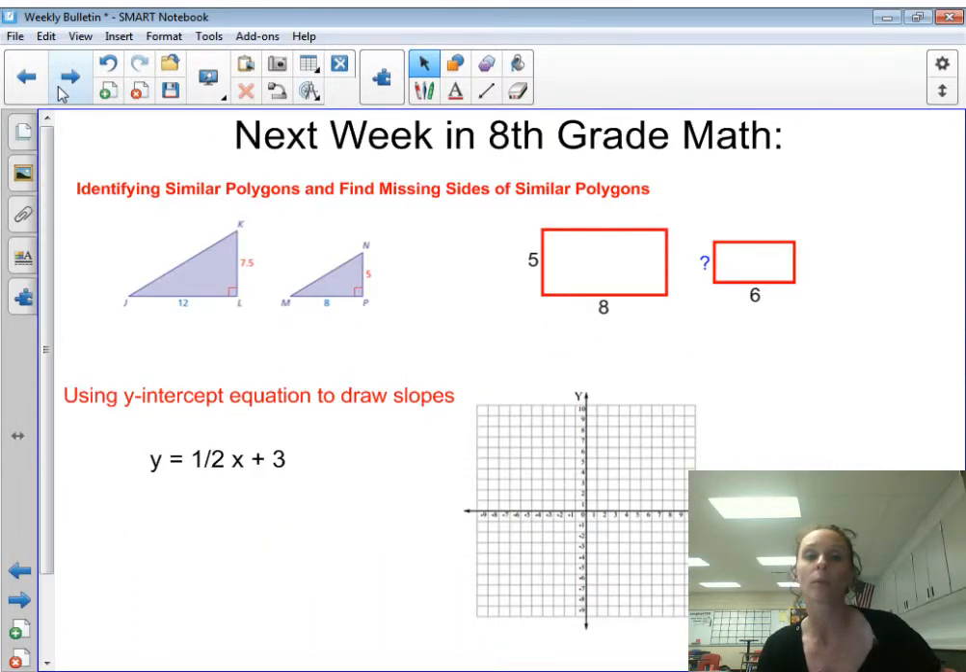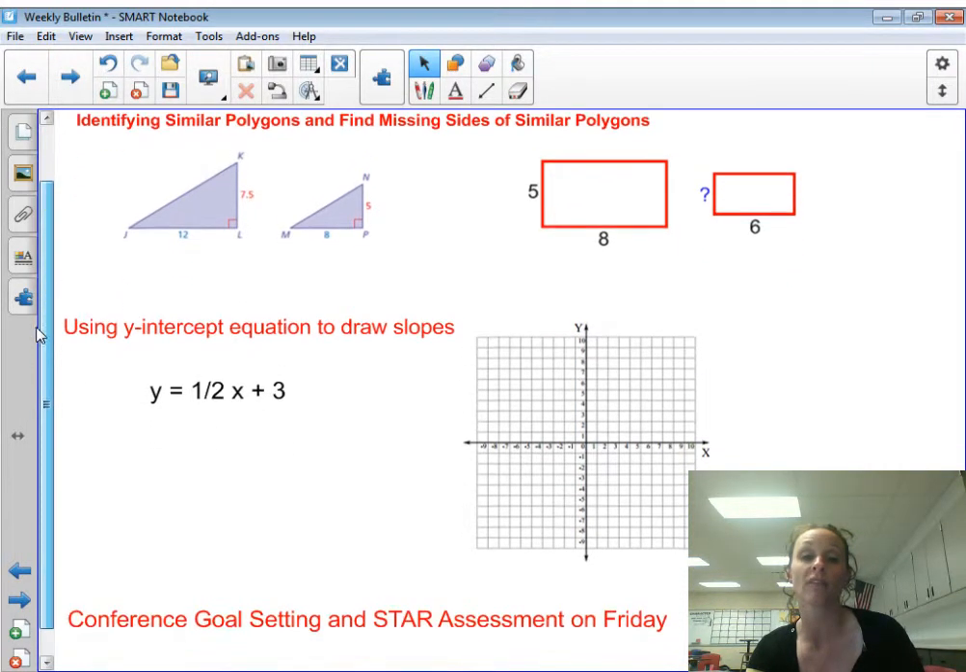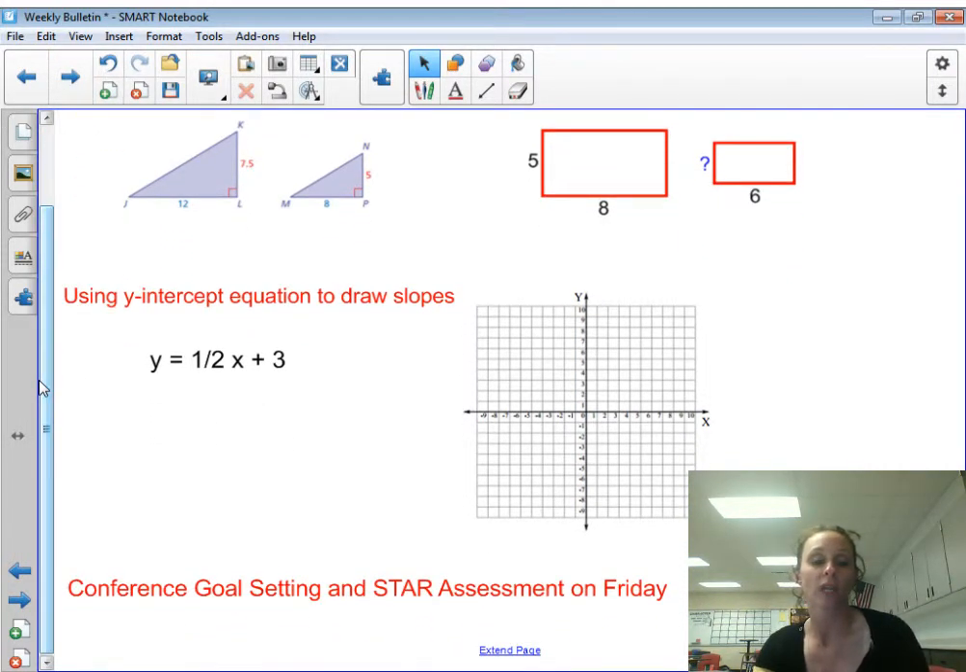Next week, we won't probably do any assessments other than I will do STAR. I will do STAR next Friday. And the other thing is next Wednesday, we have an early out. So I didn't want to forget that. And I'm going to plan on doing some conference goal setting with the kids on that Wednesday so that they're getting ready for their parent-teacher conferences since they are student-led.